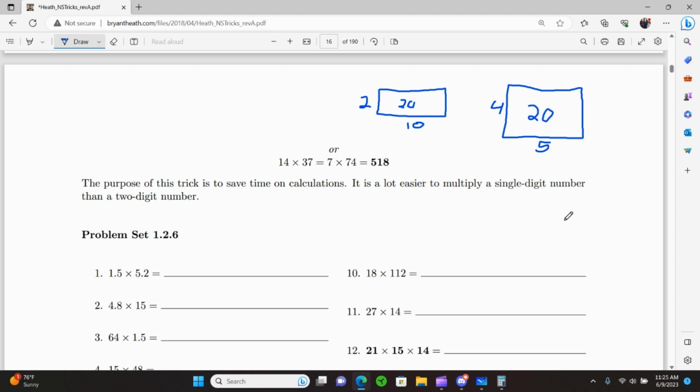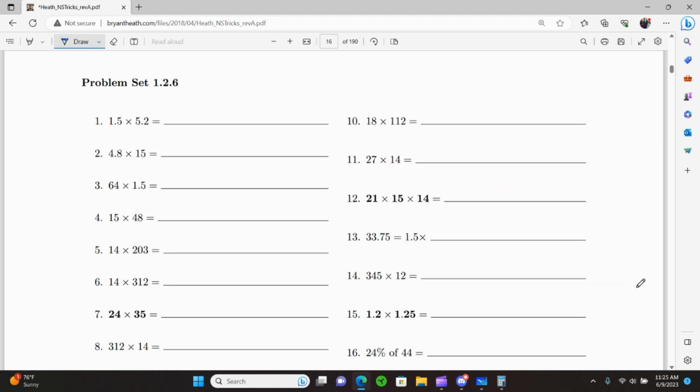This lesson is called the double and half trick because we're going to manipulate the value of certain numbers to make them easier to do in our head. On problem set 1.26, take a look at number 4. We're going to start there.